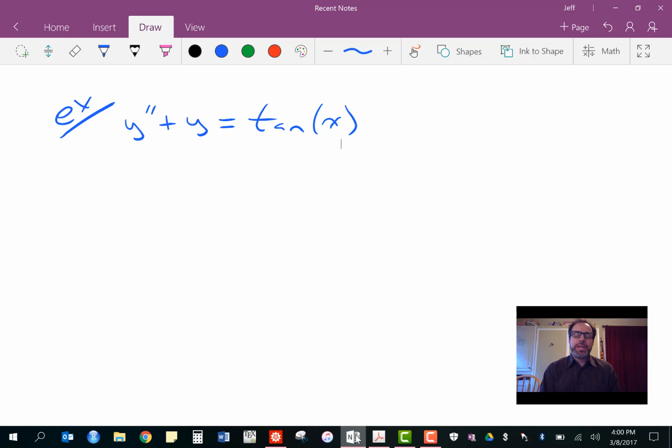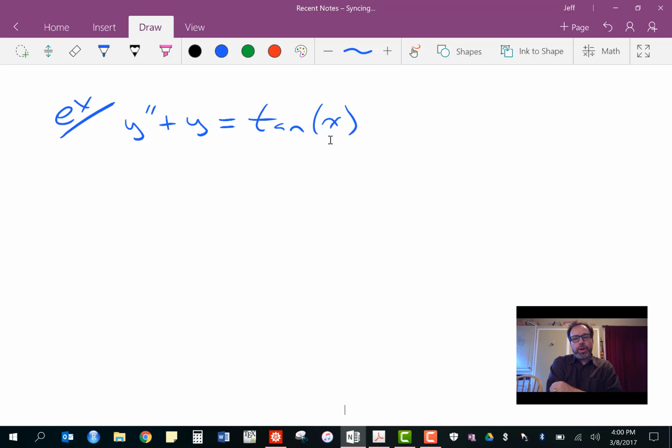Hi everybody. So today we're going to talk about what is called variation of parameters. And variation of parameters is a way to solve non-homogeneous differential equations where the non-homogeneous part is not predictable, in the sense that the derivatives of this thing are not very predictable.